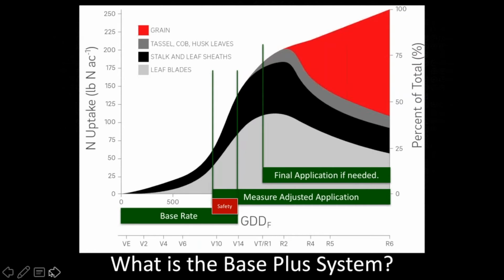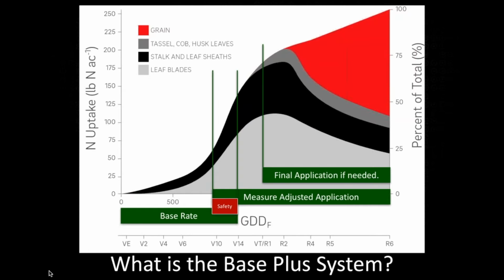So this is a graphic to help demonstrate what base plus is, right? It is the application of, and I'll use this phrase, a suitable base rate of nitrogen, and we'll talk about that, including a margin of safety. Then coming in, before we really hit that rapid growth phase, measuring, maybe modeling, measuring and modeling. We'll talk about that in a minute.